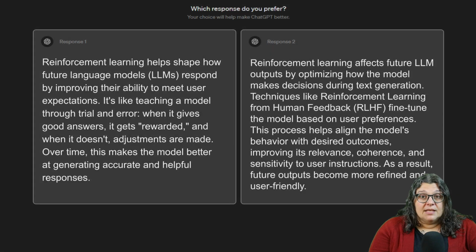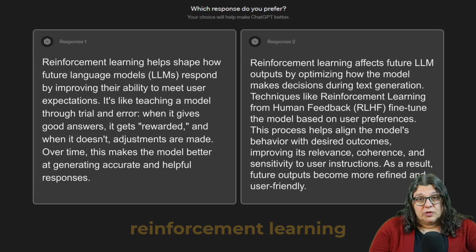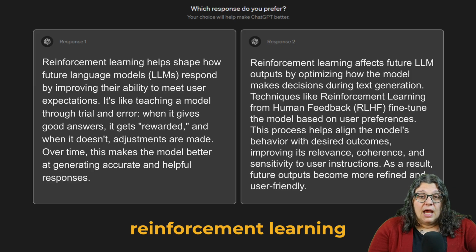A chatbot may ask you to choose which answer you prefer. This process is called reinforcement learning. Reinforcement learning helps the AI sound more natural, more helpful, and more aligned with human expectations.